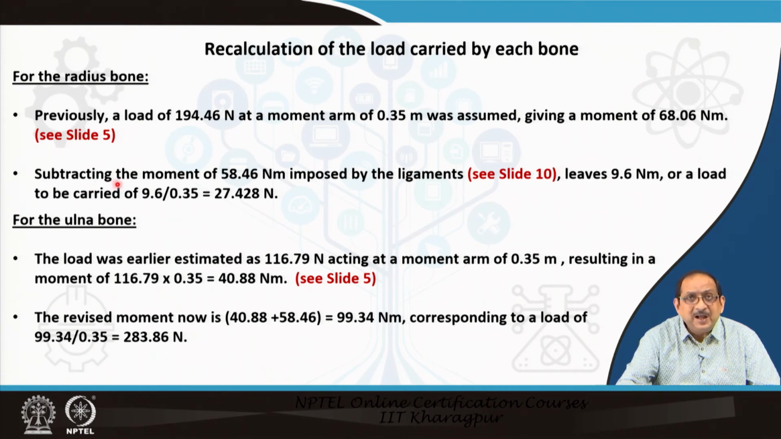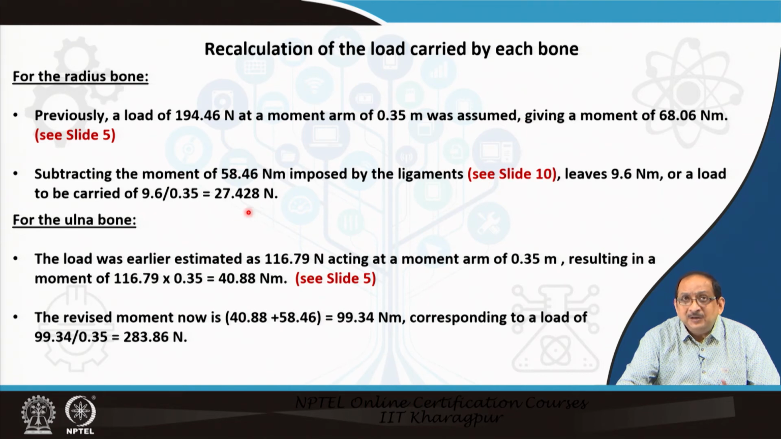Now, if we subtract the moment of 58.46 Newton meter imposed by the ligament, see calculation in slide number 10, then we are left with an unbalanced moment of 9.6 Newton meter, or a load to be carried. If we divide the moment by the distance 0.35, then we recalculate the load carried by the radial segment of the bone, which is 27.43 newtons.